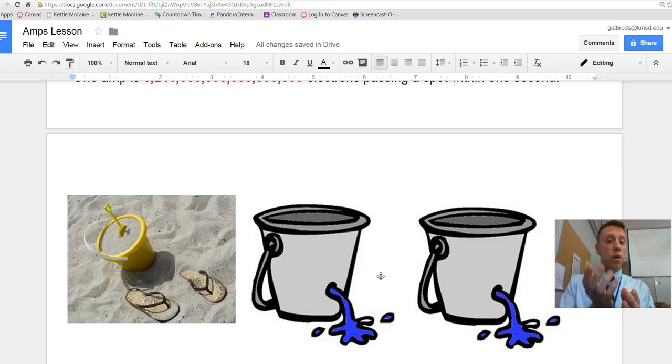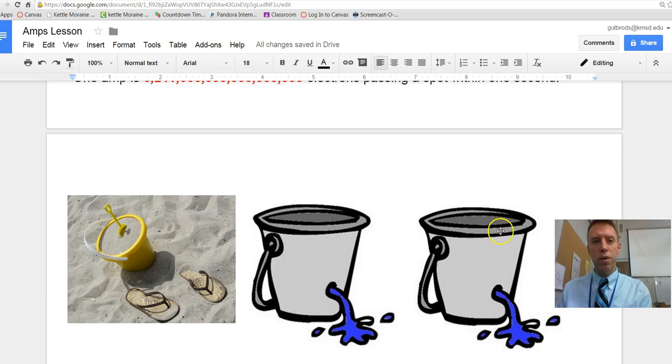The current would be, for this situation, for bucket number 1, how many particles are coming out in 1 second. Let's just say there's 1,000. So with bucket number 1, it has a hole the size of your pinky, and in 1 second, 1,000 little sand particles came out of there. Now, imagine bucket number 2.